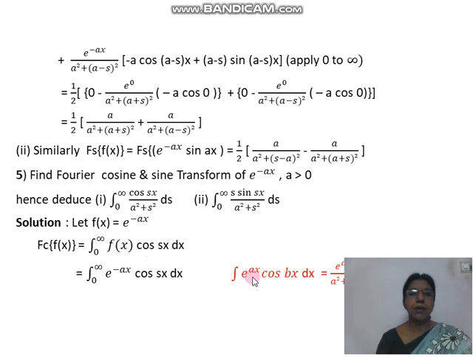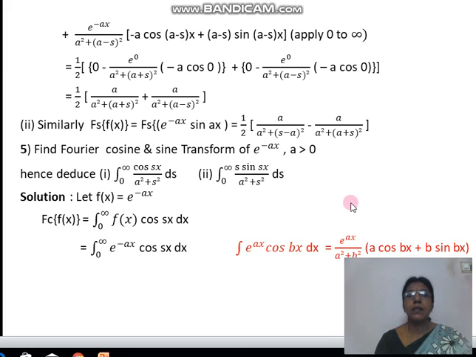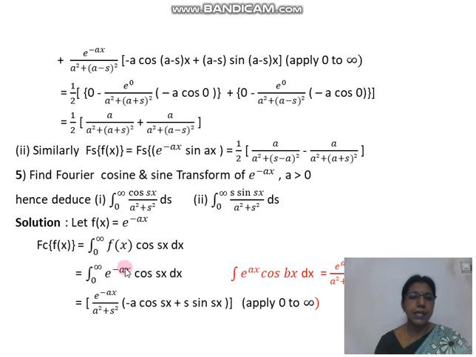Now this is in the form of integral e power ax cos bx dx. What is this value? I told you earlier, in the last problem also we applied the same formula. It is e power ax by a square plus b square, a into cos bx plus b sin bx. Now in place of a we have minus a, in place of b we have s. By using that formula we get e power minus ax by a square plus s square, minus a into cos sx plus s into sin sx. Apply limits 0 to infinity.